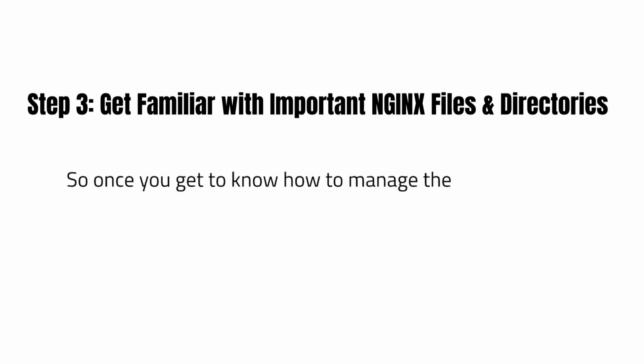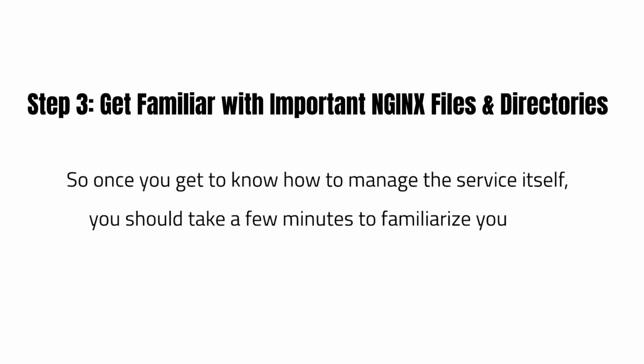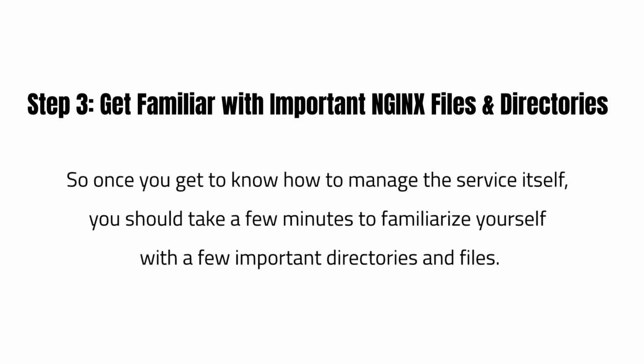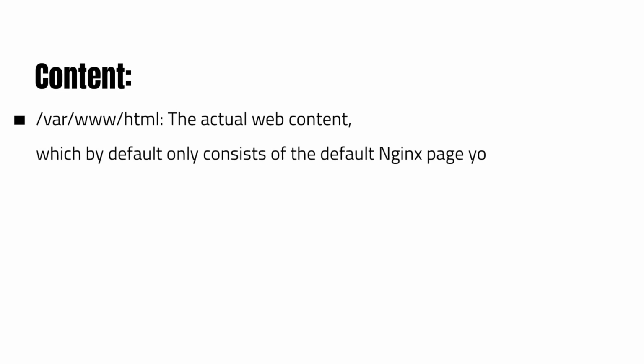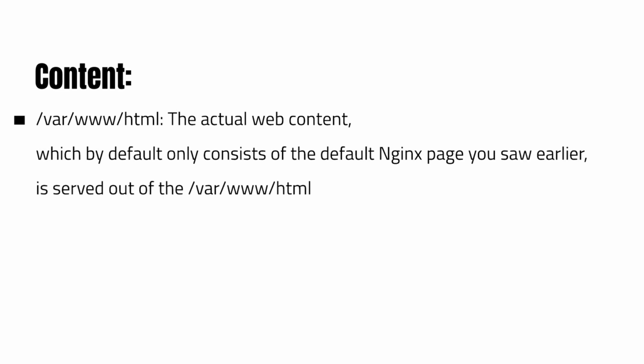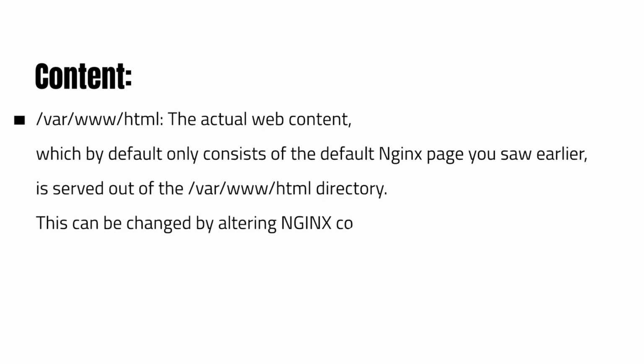Step 3. Get familiar with important NGINX files and directories. Once you know how to manage the service itself, you should take a few minutes to familiarize yourself with a few important directories and files. Content: /var/www/html, the actual web content, which by default only consists of the default NGINX page you saw earlier, is served out of the /var/www/html directory. This can be changed by altering NGINX configuration files.